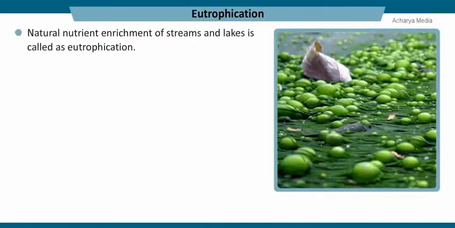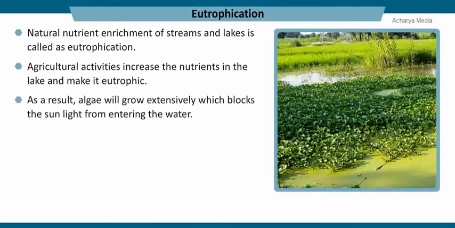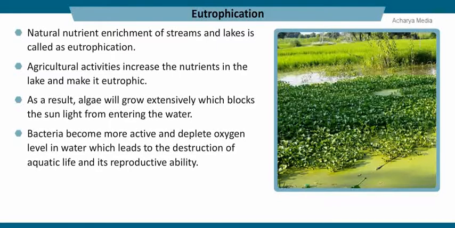Eutrophication. Natural nutrient enrichment of streams and lakes is called eutrophication. Agricultural activities increase the nutrients in the lake and make it eutrophic. As a result, algae will grow extensively, which blocks the sunlight from entering the water. Bacteria become more active and deplete the oxygen level in water, which leads to the destruction of aquatic life and its reproductive ability.